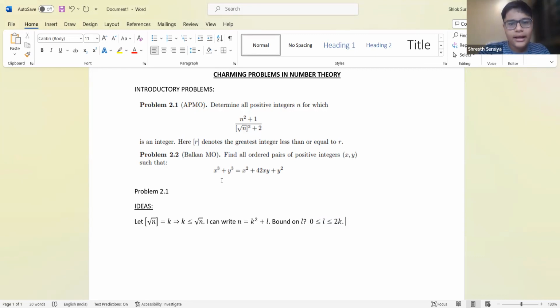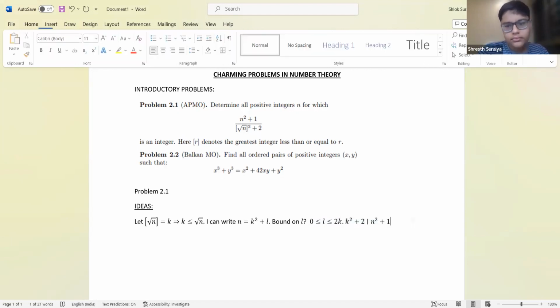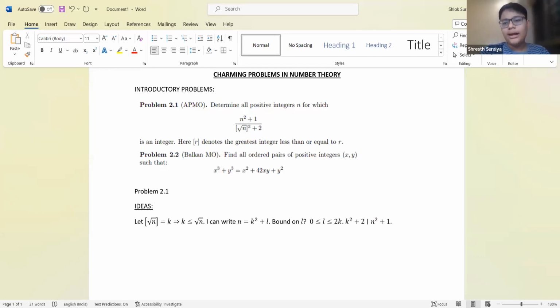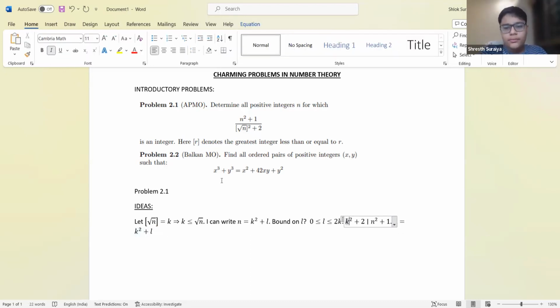So, the bound on l. Martin said that 0 is less than or equal to l is less than or equal to 2k. Very good. Moreover, the condition is that k square plus 2 divides n square plus 1, right? Now, can you get a bound? First of all, you can just substitute n as k square plus l, and then we can get a bound.